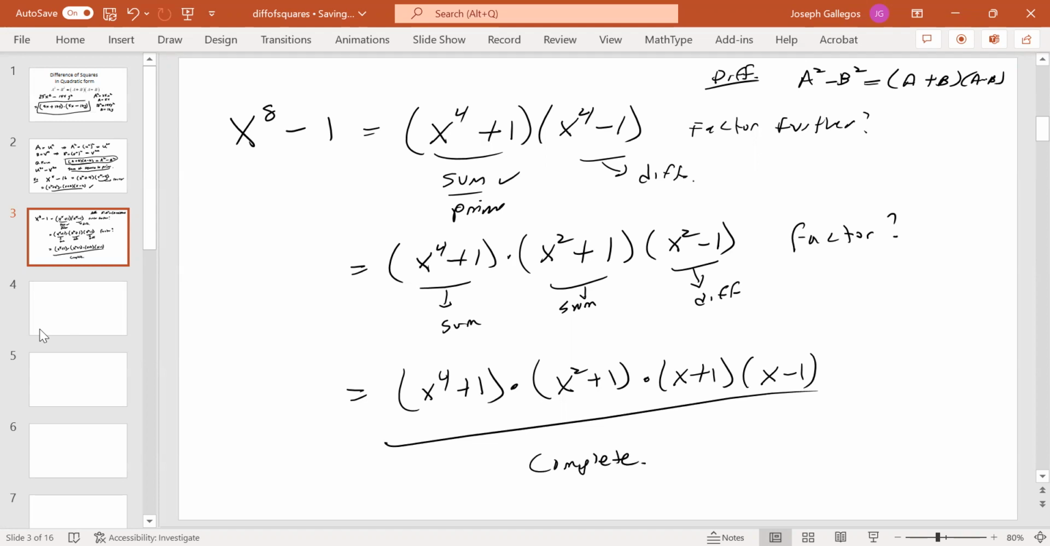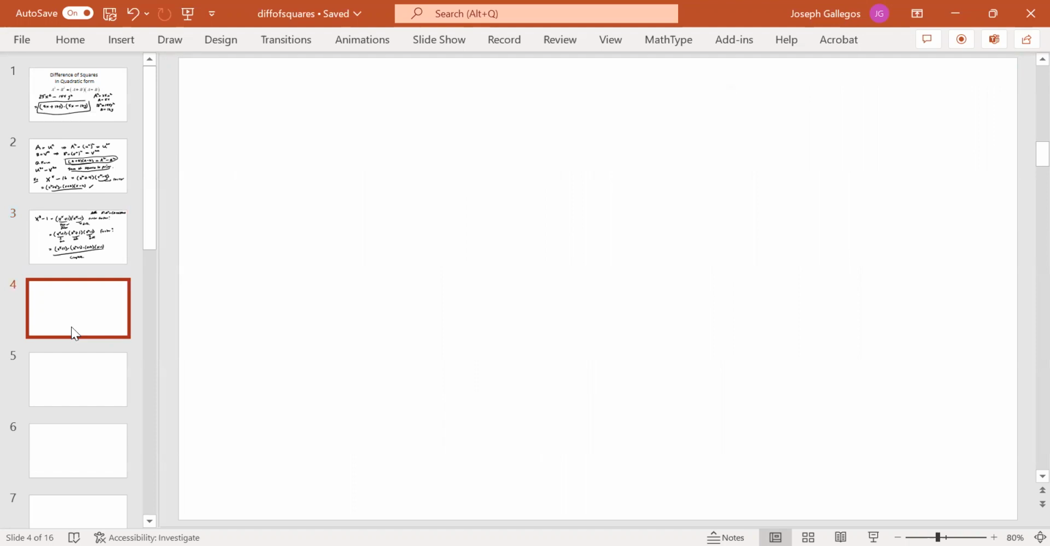These factors are all prime factors. And so we've completely factored that expression, x to the 8 minus 1. Let's try another one. Let's say we have something like this. Maybe we have 16x to the 10 minus 25x to the, let's say, 6.